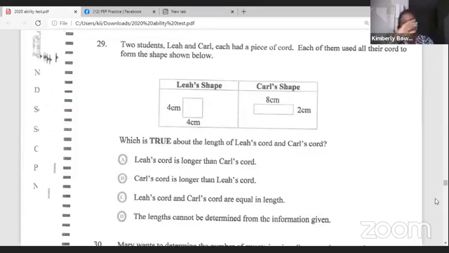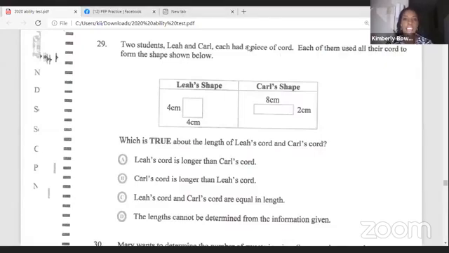So let's look at that. It's talking about the length of the cord. When we talk about the length, we're referring to the perimeter. We're not looking at the area. The area covers the surface inside. We're looking at the length or the distance around these two shapes. So we can add another 4 to the side of the square and add another 4 to the top part of the square, and that completes the measurement. So 4 plus 4, 8 plus 4, 12 plus 4, 16.